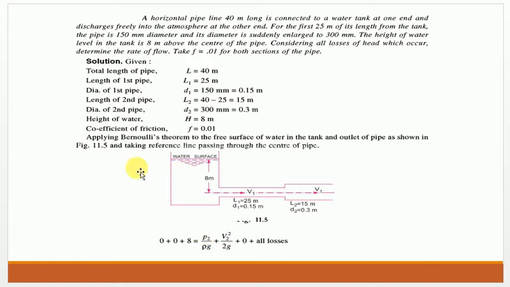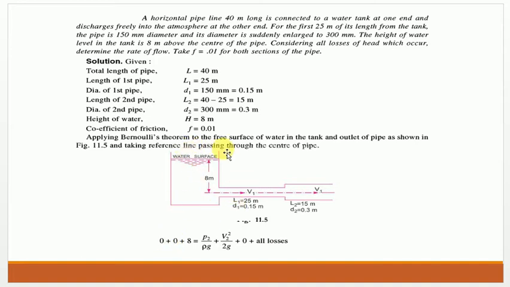By applying Bernoulli's equation, we will be able to find the losses, and based on the velocity we can find the discharge. So P1 by rho g plus V1 square by 2g plus Z1 will be equal to P2 by rho g plus V2 square by 2g plus Z2 plus all losses, which means minor and major losses.